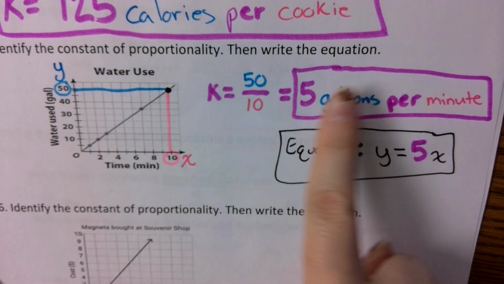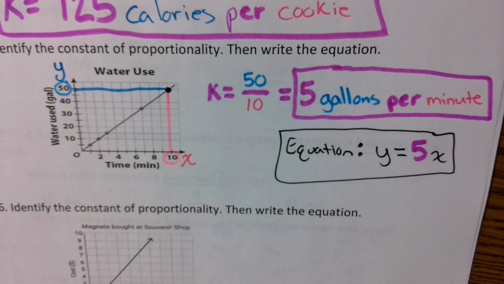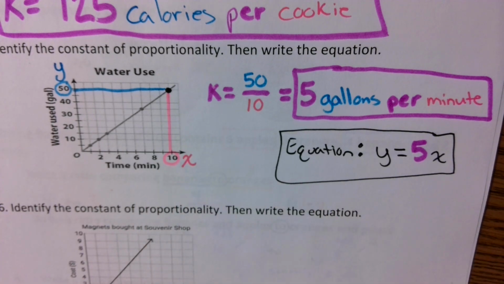Don't forget to relate it back to the labels of it. So remember, we don't say 5 water used, we'd say 5 gallons, right? That's the unit. We don't say per time, we say what the time was, minutes. Okay, you relate it back to its specific details.